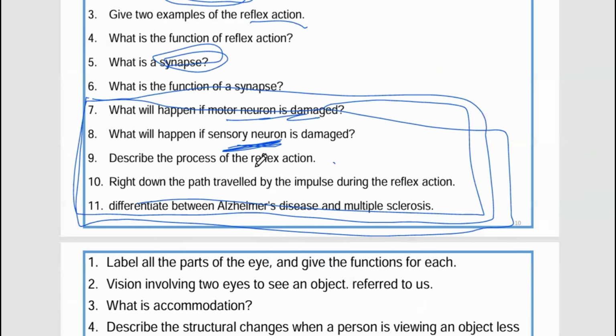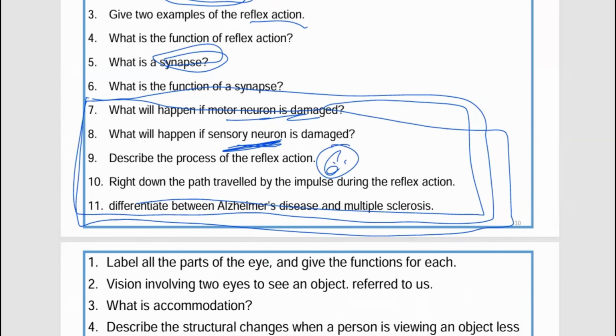When they say describe the reflex arc, it comes as 6 marks. In most cases, it comes as 6 marks here. So you must be able to know that. Write down the path traveled by the impulse during the reflex action. Here they're talking about the path from the receptor to the sensory neuron, then connector neuron, then motor neuron, then effector. Just the path.